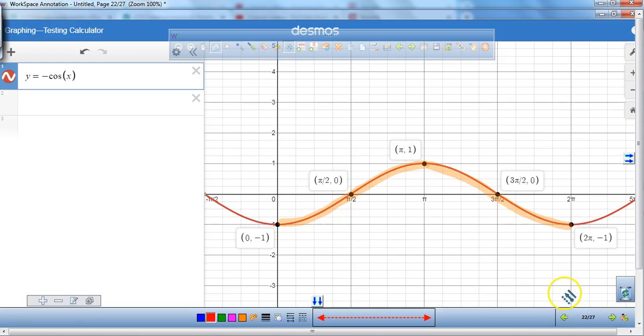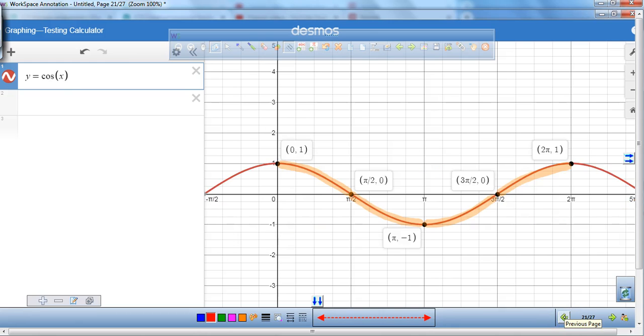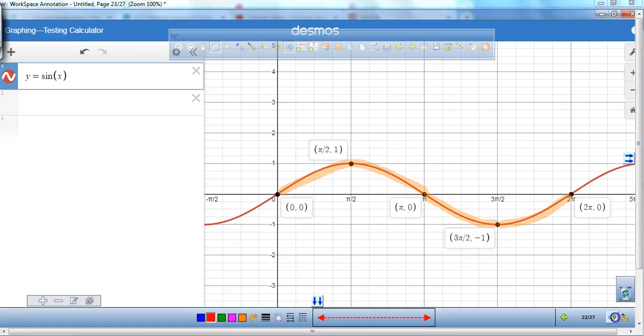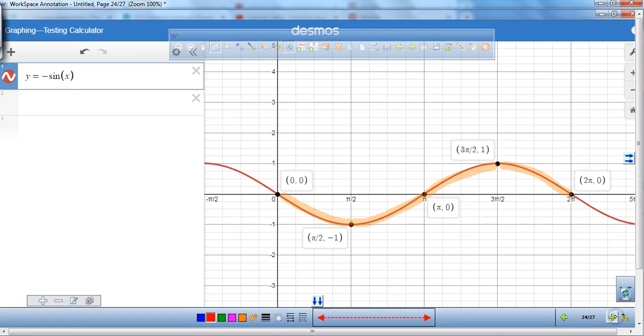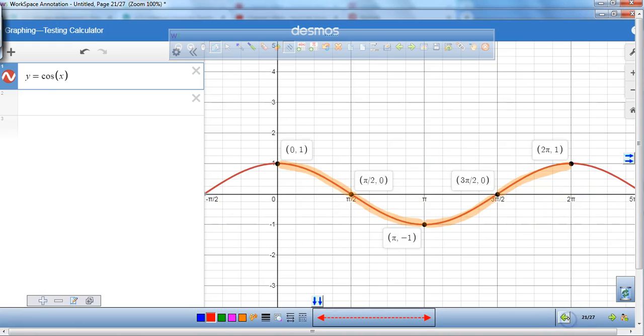So you want to know the difference between the graphs. You might want to pause the video at some point and draw these graphs in your journal if you haven't already: the positive cosine of x, negative cosine of x, positive sine of x, negative sine of x. Okay? So let's go ahead and take a look at our problem.